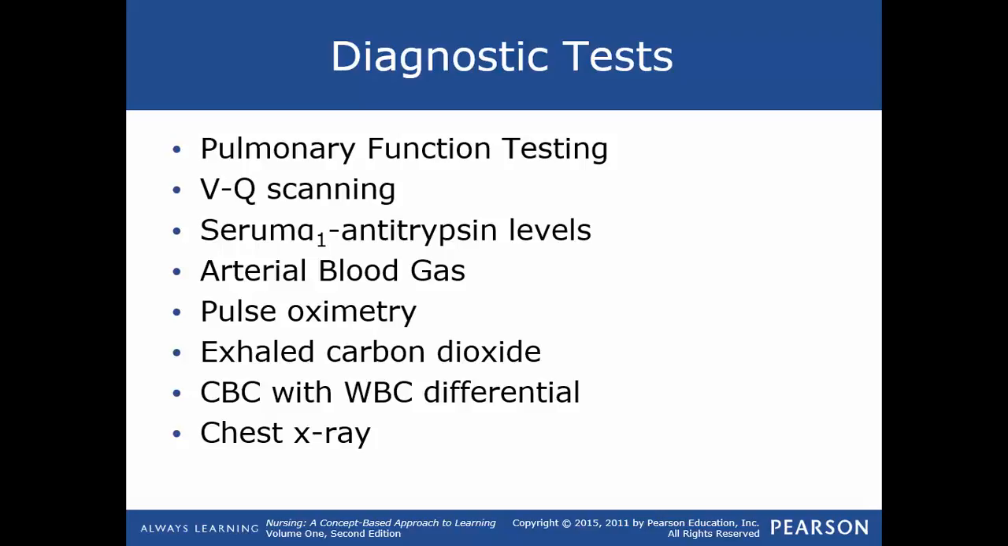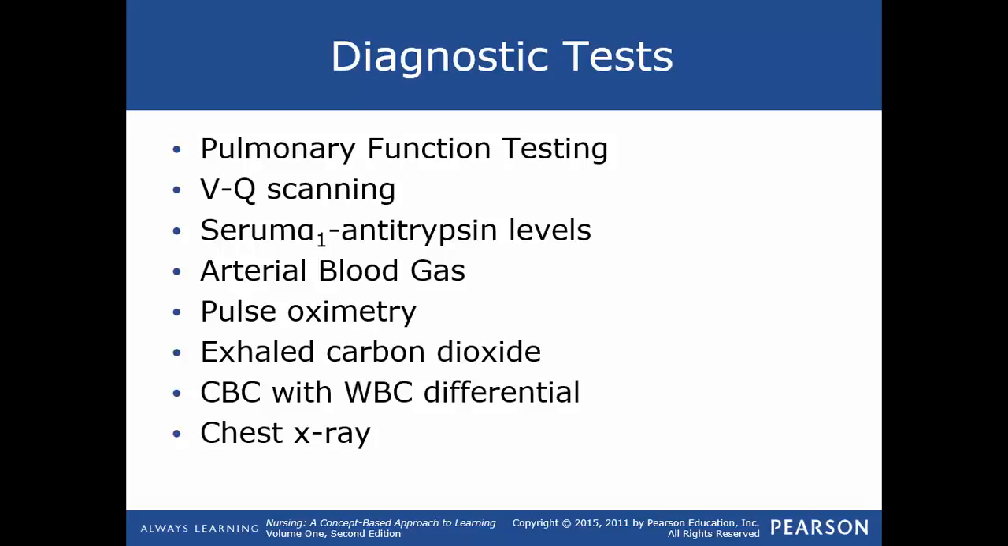The serum amitriptyline levels, that is used for families that have a history of COPD, and they're screening for the deficiency in those levels. Your ABGs will evaluate their gas exchange. Pulse oximeter, again just looking at what their O2 saturation is. There's an exhaled carbon dioxide, which is also called a capnogram, and that evaluates alveolar ventilation.